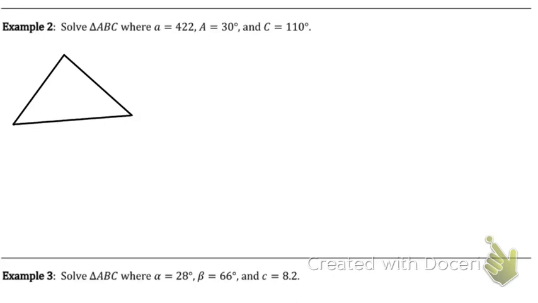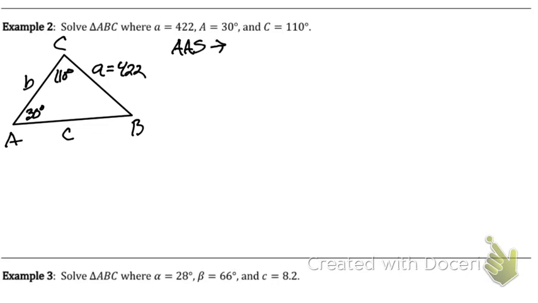So let's label this A, B, C. Well, it said side A equals 422. I don't know side B. I don't know side C, but angle C is 110 degrees. Angle A is 30 degrees. So they gave me angle, angle, side. Angle, angle, side means I can use the law of sines.